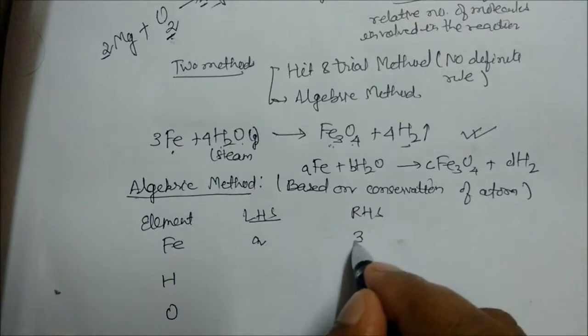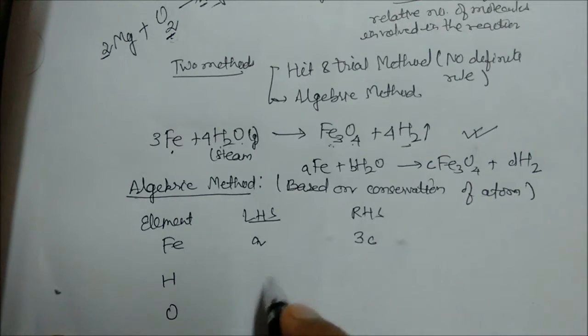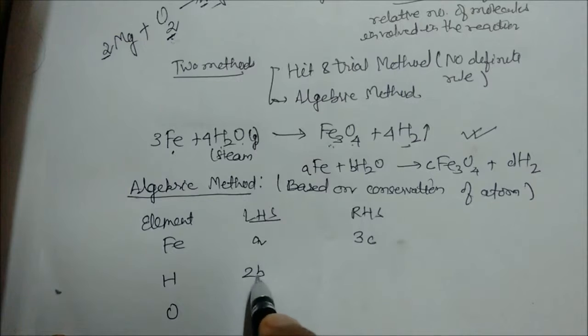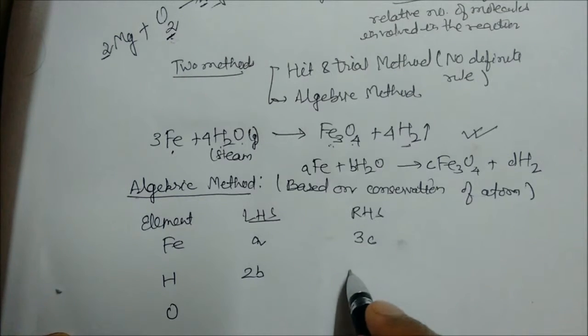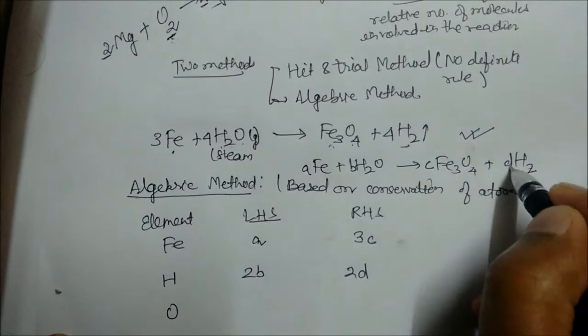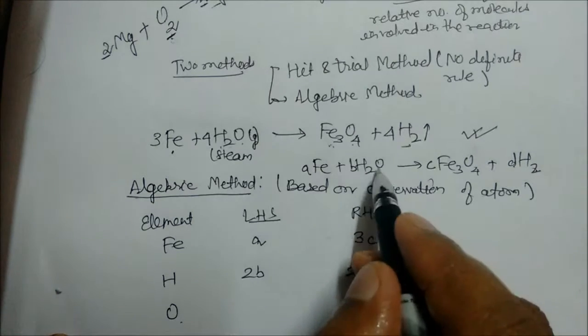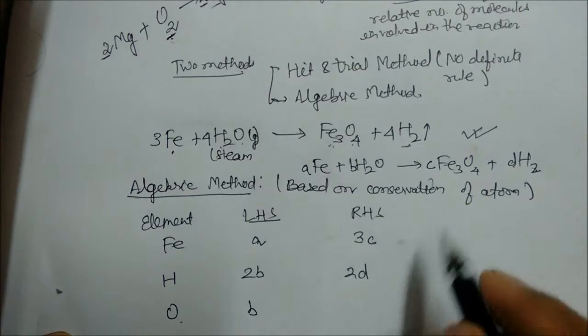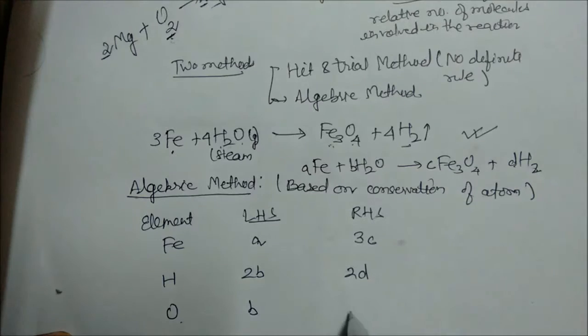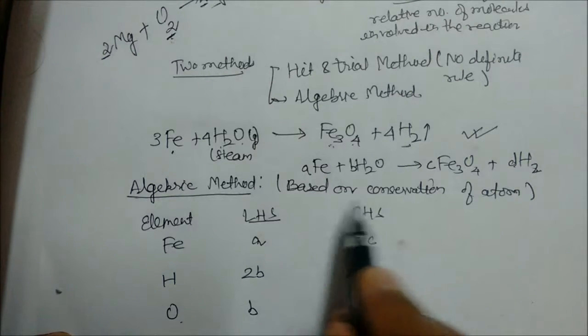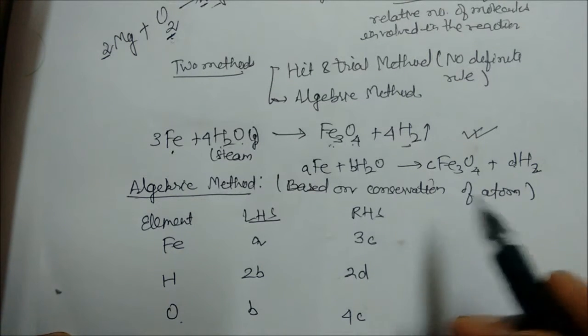C. You say 3C. And again, hydrogen, how much is there? We can see 2B, 2 into B, and here hydrogen, how much? It is 2D, 2 into D. Oxygen, how much is there? You can put B here, and here how much oxygen is there? 4 into C, 4C.